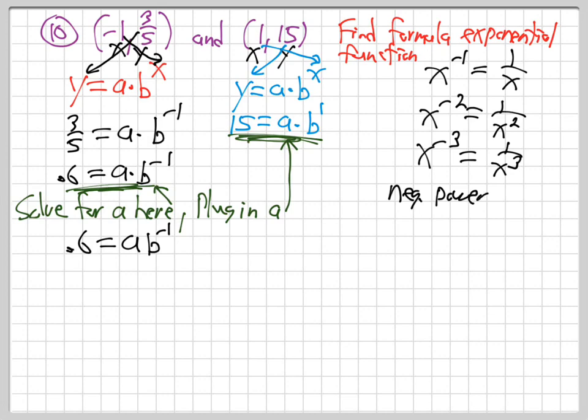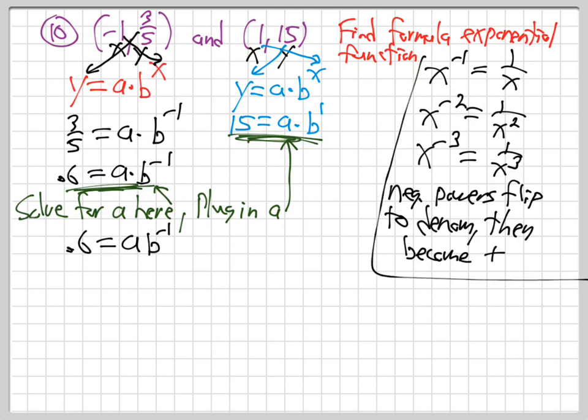Negative powers flip to the denominator, then become positive. You need to know that truth about negative powers. They flip something to the denominator, then they become positive. So this b to the minus 1, that's really a over b to the 1. Does that make sense? That b flips down, so it's a over b to the positive 1. It flips it down like that. It then becomes a positive power.